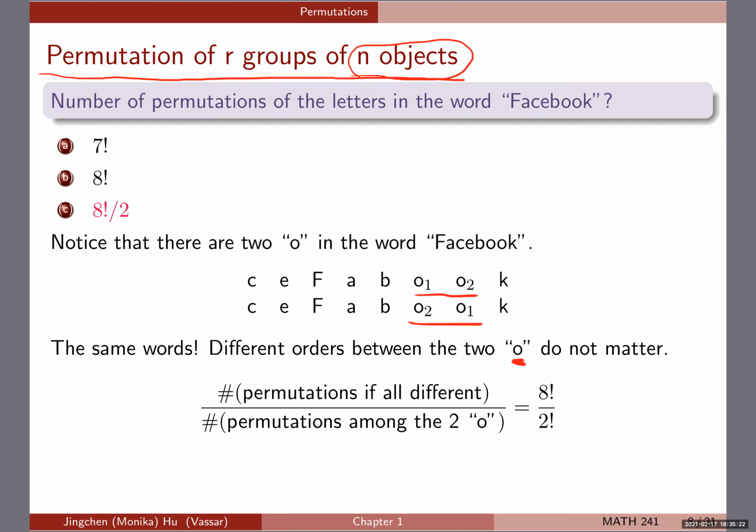The way to do it is really just dividing by the number of permutations among the 2 O's, which we know is 2 factorial. So in that case, we're canceling out that effect. We have 8 factorial that we start with, and then we divide by 2 factorial. If this sounds overall straightforward, let's look at the general result here.